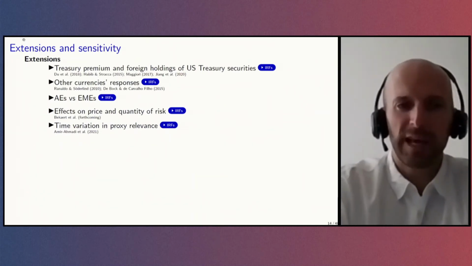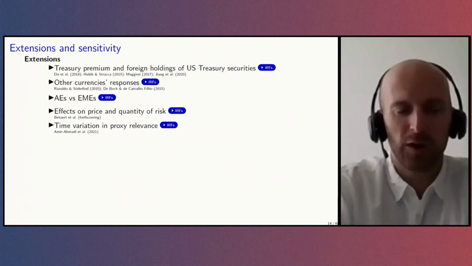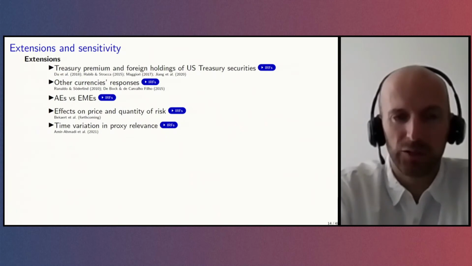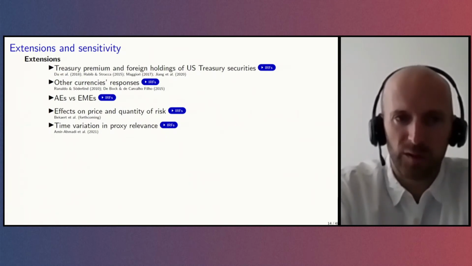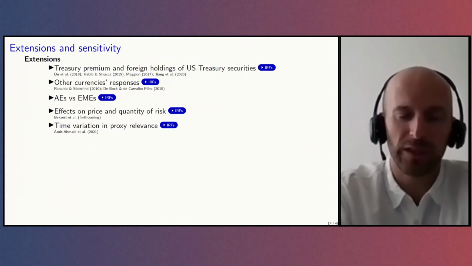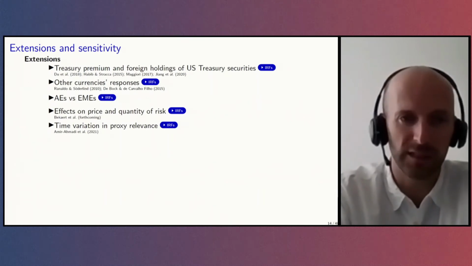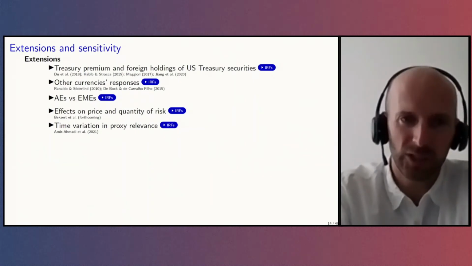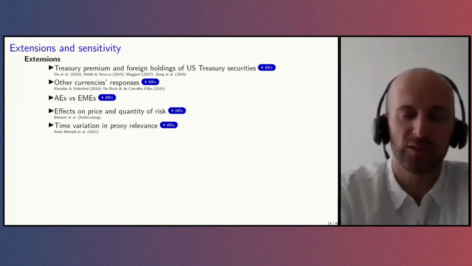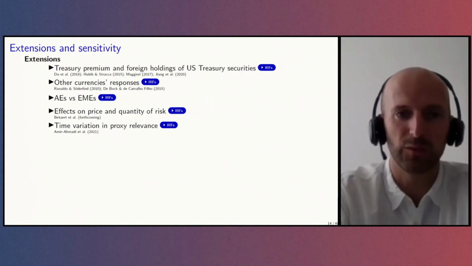What I would like to show you next are a couple of extensions that go beyond the baseline specification of the VAR model. I think these extensions are useful because they lend further support to our interpretation of this shock as a global risk shock. You may still question whether whatever we identify there is really a global risk shock or something else. And I think by checking additional predictions from the theory in terms of impulse responses, how other variables should relate to global risk shocks, helps us to lend further support or credibility to this interpretation of global risk shocks.